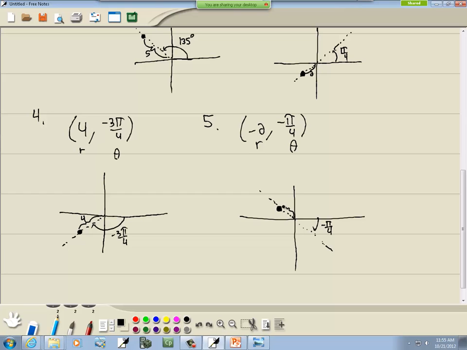So again, we're pretending this distance right here is 2. And that would be our point. Now, if it had been a positive 2, we would have gone out in the same direction where the angle is. But since it was negative 2, we went the opposite direction, 180 degrees over there.